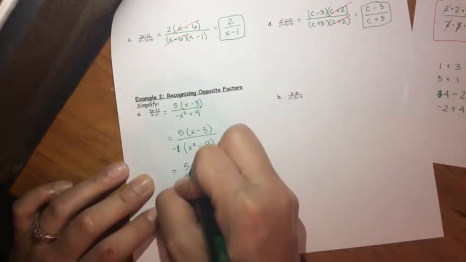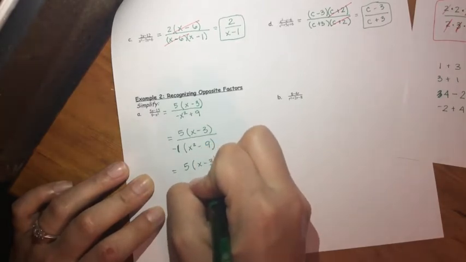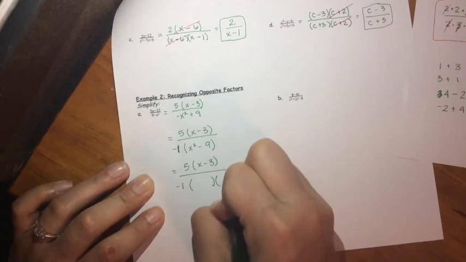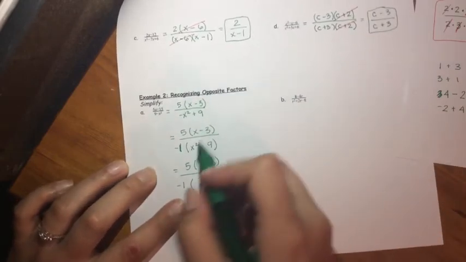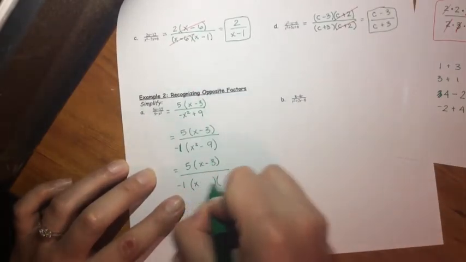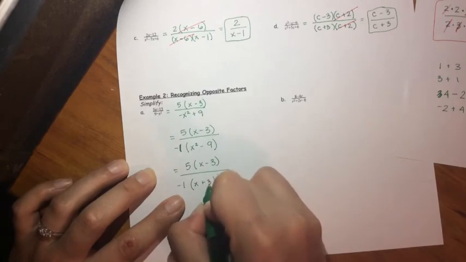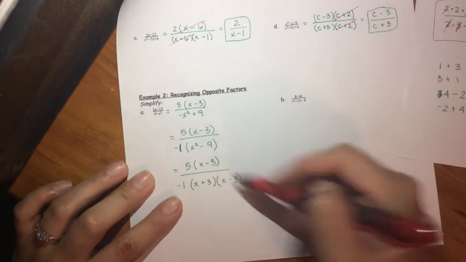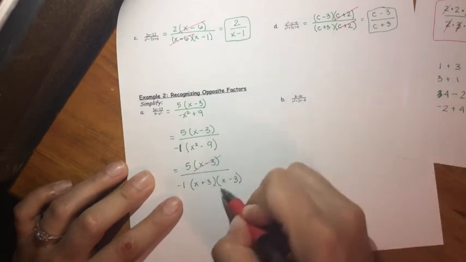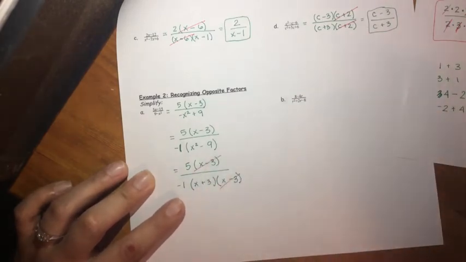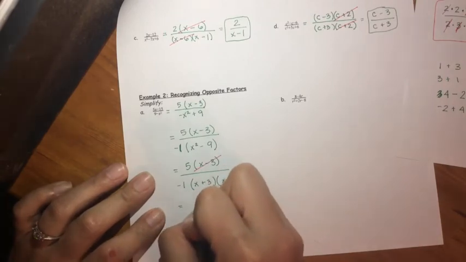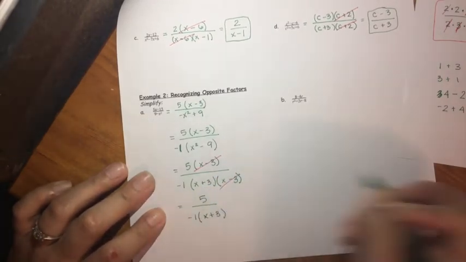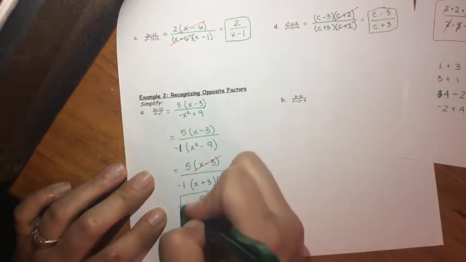That's a difference of 2 squares. So here we go. 5 times x minus 3, numerator stays the same. I've got my -1, 2 sets of parentheses for my x squared minus 9. So my x squared minus 9 becomes x plus 3 and x minus 3. What's the same? X minus 3 and x minus 3, so what are we left with? 5 over -1 times x plus 3. Done.